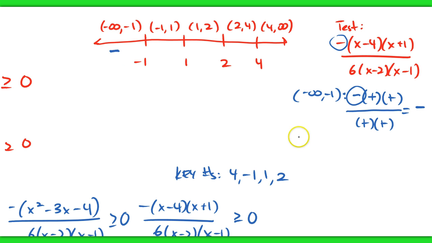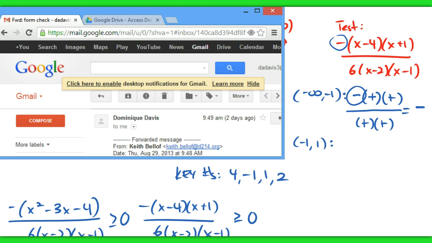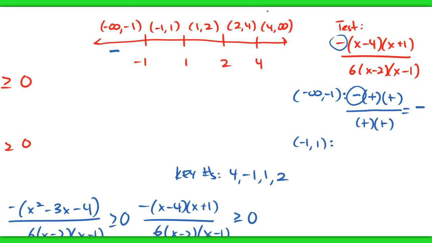Now let's test the next one from negative 1 to 1. Let's pick the number 0 and plug that in. Remember that that negative is still out in the front. So if I plug in 0, I get negative 4, so it's a negative.